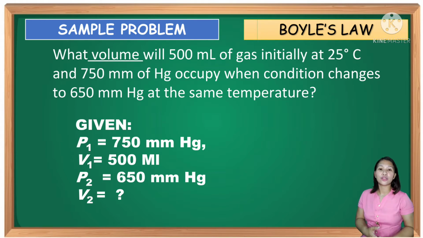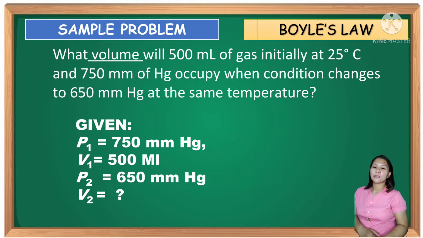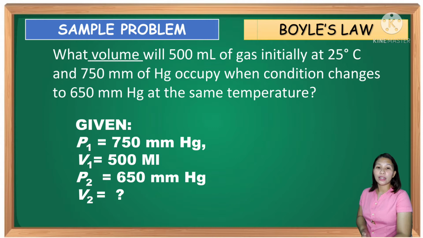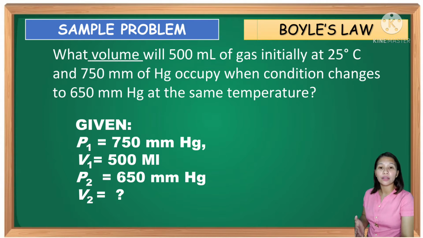Note also that we have the givens. Those are: P sub 1 or the initial pressure is equal to 750 millimeter mercury, V sub 1 which is the initial volume has the value of 500 ml, P sub 2 which is the final pressure has the value of 650 millimeter mercury, and we're looking for the final volume.